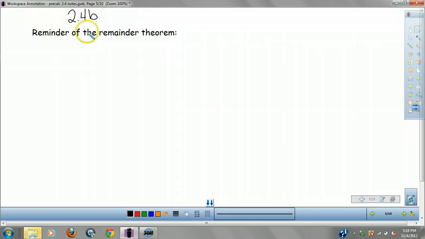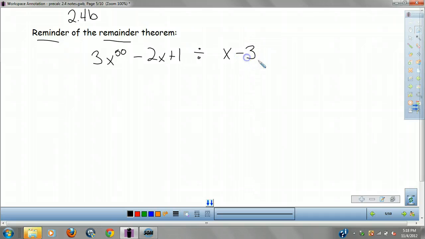2.4b. Okay, we're going to do a quick reminder of the remainder theorem. First things first, let's say we have something like 3x to the 50th minus 2x plus 1, and we're dividing that by x minus 3. And we want to find out what's the remainder.